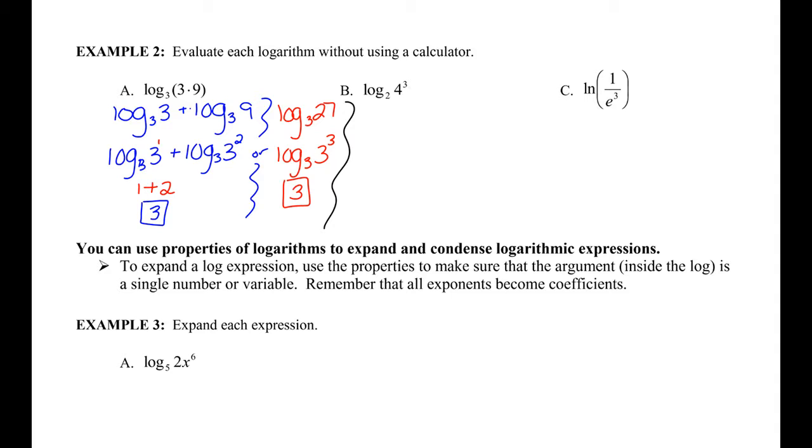We're going to do the same thing for B. The first thing I can do is bring the 3 out front. Then I want to rewrite the 4 so that it's a base of 2. So instead of 4, I'm going to write 2 squared. And log base 2 of 2 goes away. I'm left with 3 times 2, which gives me an answer of 6.